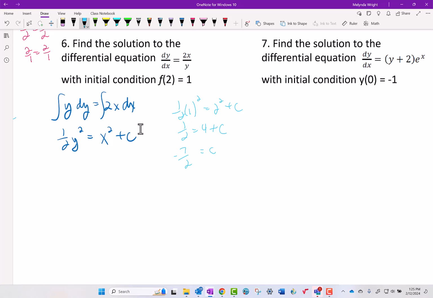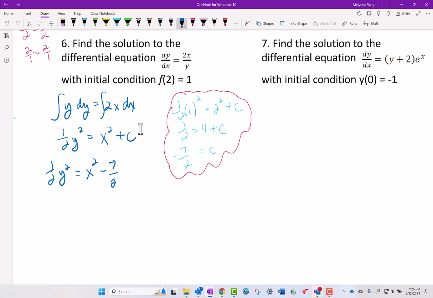Okay. So let's put that back in. So I have 1/2 y squared. In fact, you don't have to write out the finding of c. If you want to do it in your head, you certainly could. I personally can't do it in my head. I have to write it out. But if you can do it in your head, that's fine. You don't have to show that work. So I've got equals x squared minus 7/2.